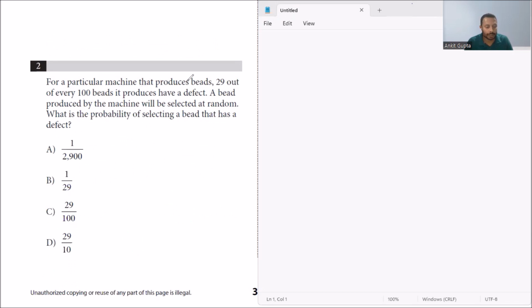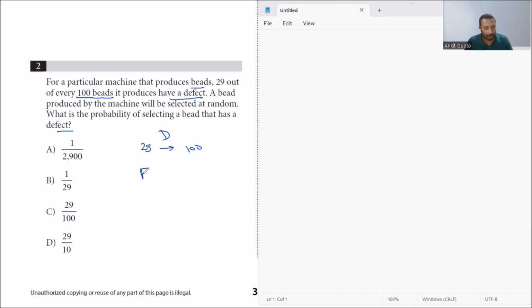For a particular machine that produces beads, 29 out of every 100 beads it produces have a defect. So 29 out of 100 will actually have a defect. A bead produced by the machine will be selected at random. What is the probability of selecting a bead that has a defect? So we need to find the probability of picking up a defective bead.